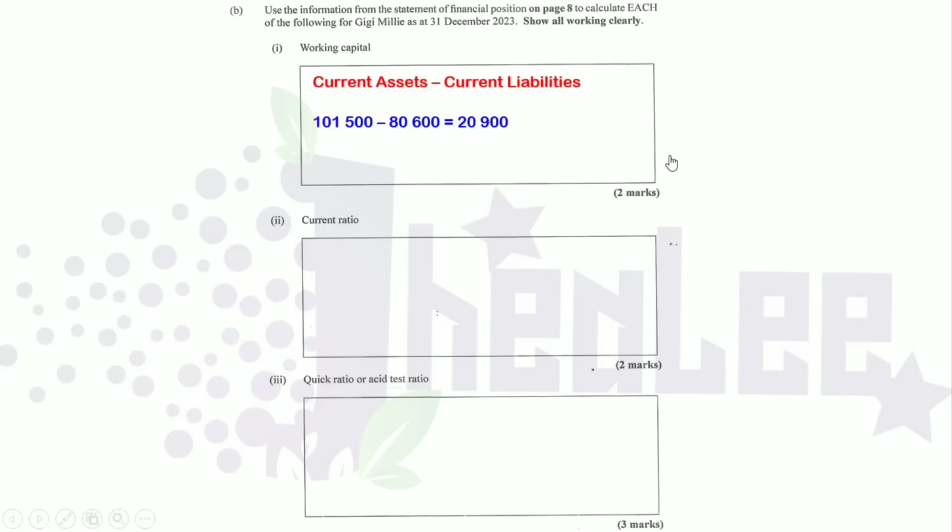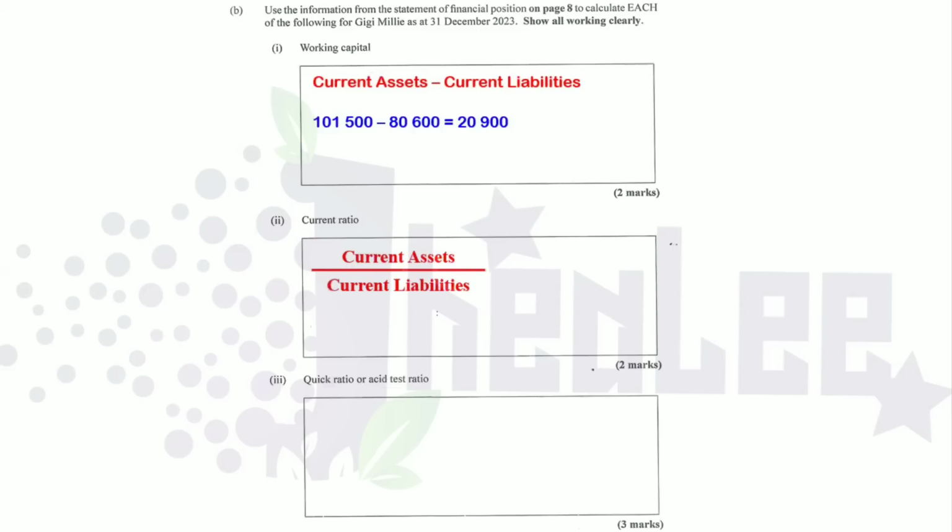Or if you should pay off your current liabilities, that is the value of what you would have remaining from your current assets, which is 20,900. We're now going to move into calculating the current ratio. How do we calculate current ratio? It's current assets divided by our current liabilities.